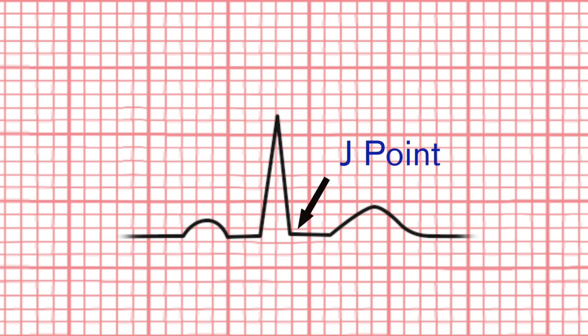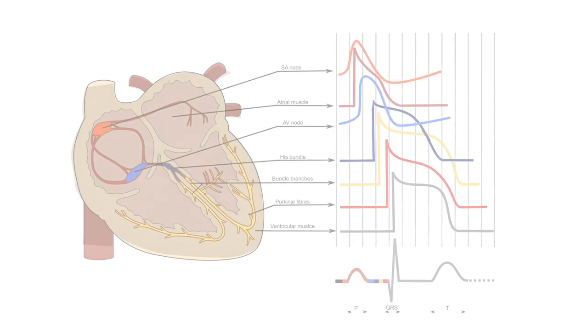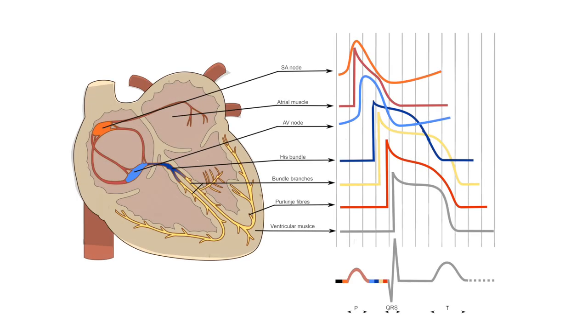We'll cover only the adult category, as there are differences with the pediatric and neonatal population. The J point is used for calculation and coincides with the end of the QRS. This image is really helpful to explain the different steps of conduction. It is self-explanatory, but we'll review it to better understand the physiology behind the rhythm.